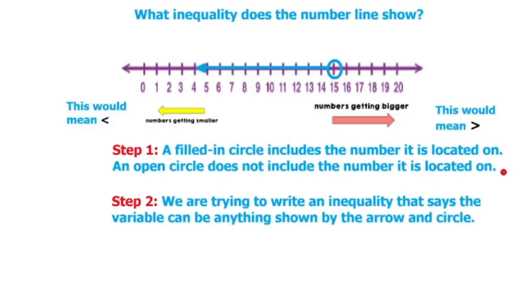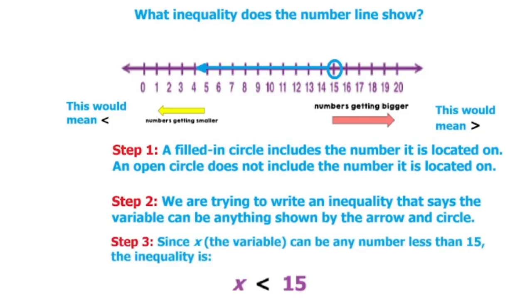So this is a good time to review. When numbers go this way, they're getting bigger. This would mean greater than. When the numbers go this way, numbers are getting smaller. You could see they're getting smaller. This would mean less than. And we could see here the arrows pointing this way. Numbers are getting smaller. So that means we're going to use the less than sign.